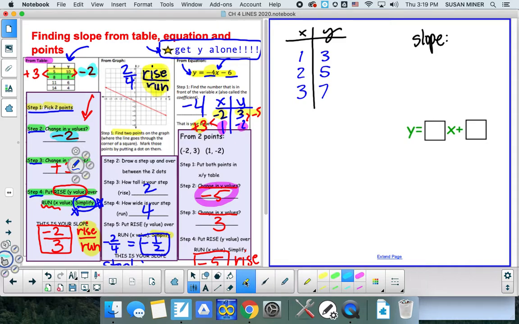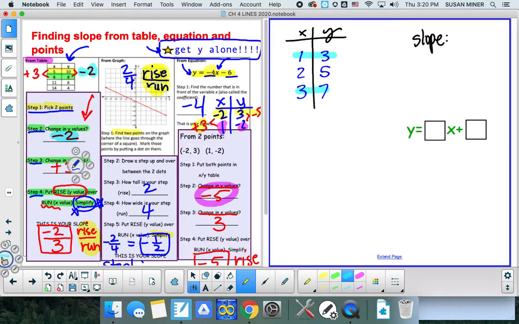The first thing that we're going to do is pick 2 points off of our table. You know what? Let's do something crazy here. Let's pick 2 different points this time. Instead of just picking the first 2, let's pick this first point up here and this last point down here and see if it will still give us the right slope that we're looking for.